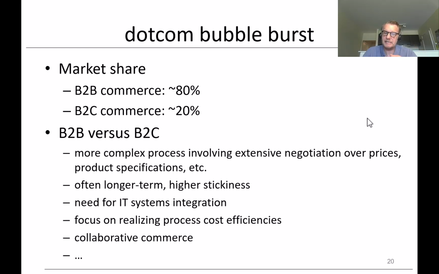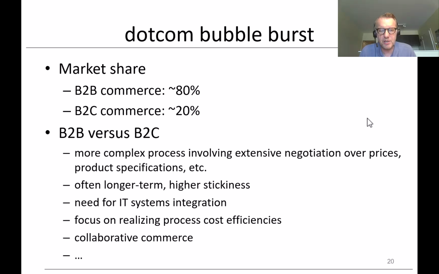That means that if Carrefour sets up a collaboration with Unilever or with Gillette, typically this is a long-term collaboration. This is as opposed to B2C, because if I order something on Amazon and I'm unhappy, I can very easily switch to another online retailer right away. So there's no stickiness in B2C. In B2B, you will see higher stickiness.